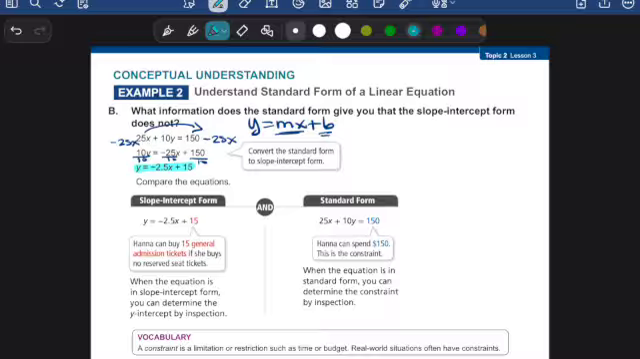So now we can identify an initial value and a unit rate. Comparing the two, what information do we know? Well, we know the initial value, or that she can buy 15 general admission tickets if she has no reserved tickets. Or if it's in standard form, we know her budget. We know the constraint, the total amount of money she can spend.